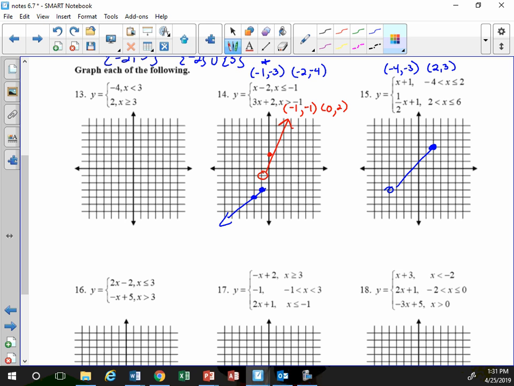All right, so what am I going to use in the second equation? 2 first. What do I get when I plug a 2 in? 2. Is that open or closed? Open. And then what's the other number I plug in? 6. What do I get? 4. Open or closed?